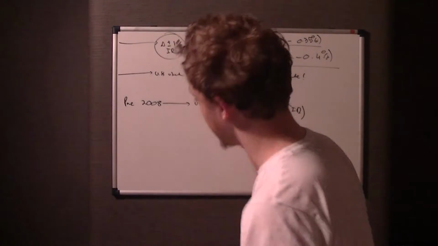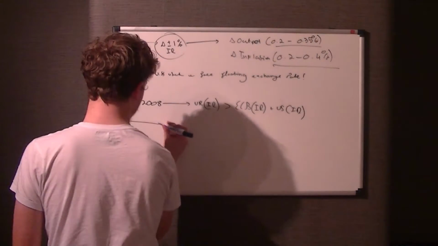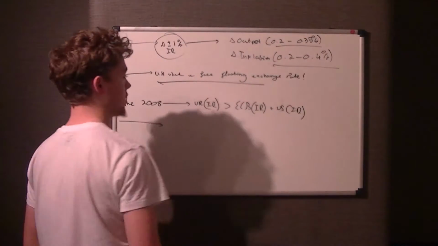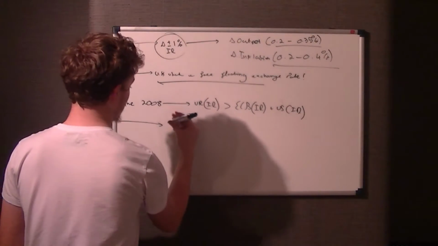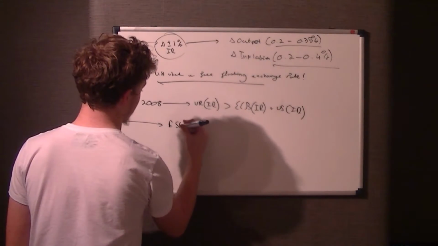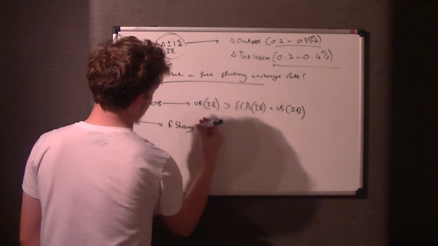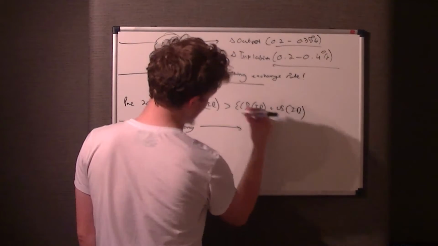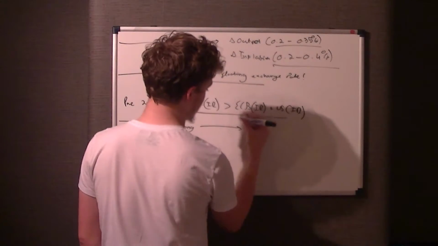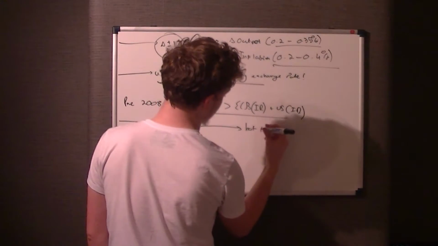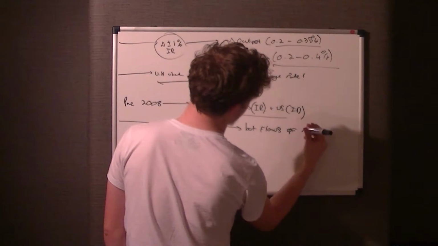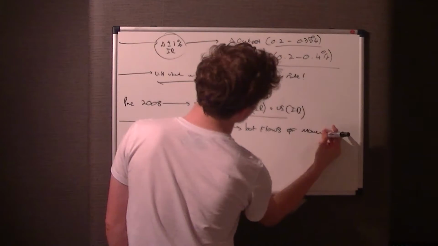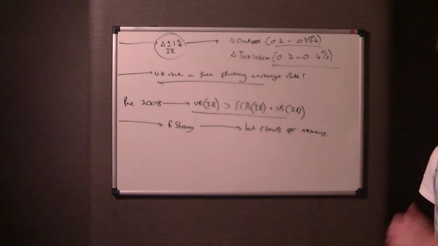Because there's a high demand for our pound and we have a free floating exchange rate, the government's not going to intervene to correct this. We would have a very strong pound, and this would be because it leads to hot flows of money entering the UK. So that's essentially what happened before 2008.